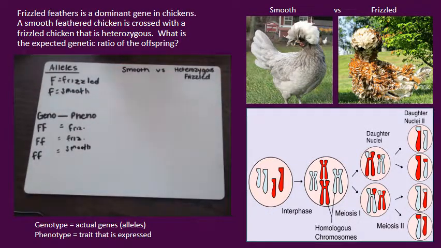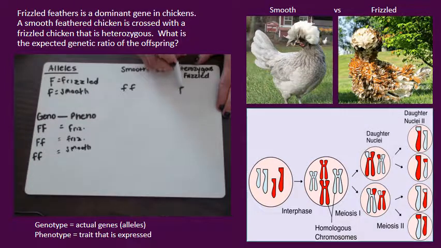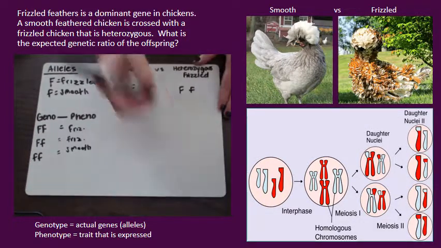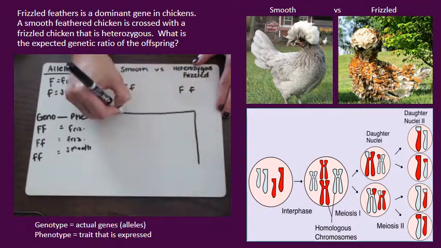Now to figure out what my cross is going to be for this case. Well, I have a smooth feathered friend here, so we're going to have two lowercase f's, and then a heterozygous frizzled would be capital F lowercase f. Next thing I need to do is set up my Punnett square.